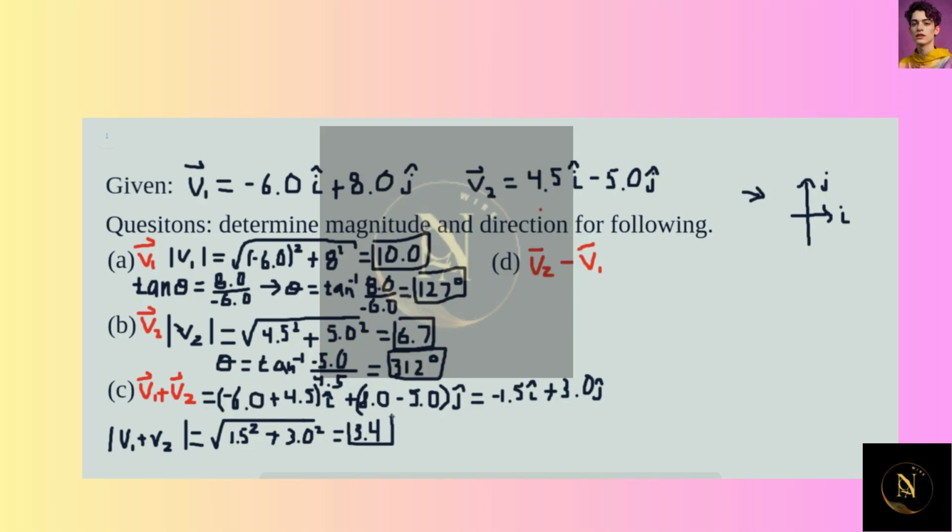Okay, box that in. And we also want to determine the direction here. So same as before, theta is equal to the inverse of the tangent of the opposite over the adjacent. In this case, opposite is 3, and the adjacent is minus 1.5. And carry that out, and you'll find this equals 117 degrees.